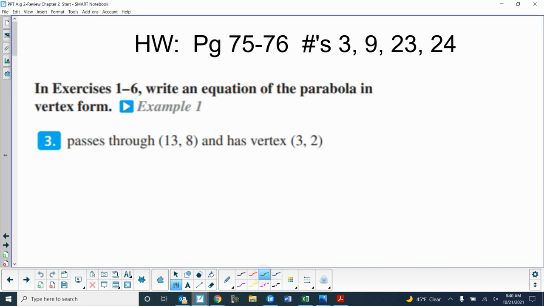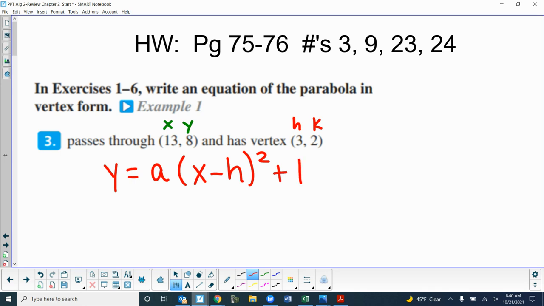Okay, remember, the point that they give us, we plug in for X and Y. The vertex they give us, that point, we plug in for H and K. All right? Remember, vertex form is this. Y equals A times the quantity X minus H squared plus K. All right? So that's the formula we plug in.